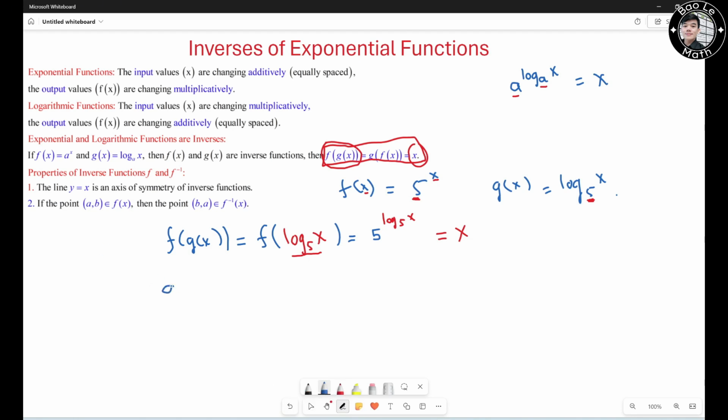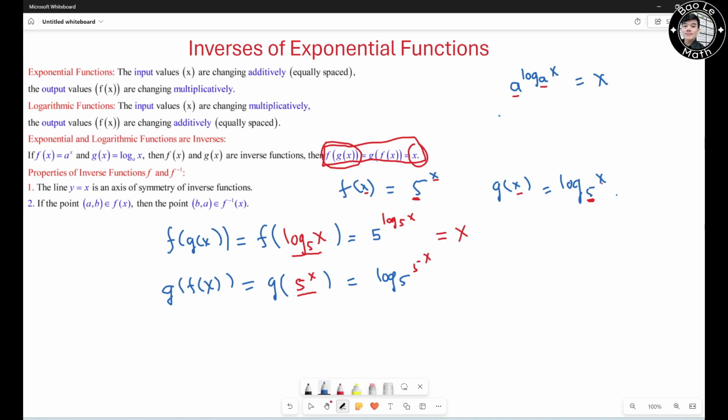I start from g of f of x, which equals g of 5 to the x, replacing f of x with 5 to the x. The function g is log base 5, so I just rewrite log base 5. Now this x is replaced by 5 to the x, so it's log base 5 of 5 to the x.